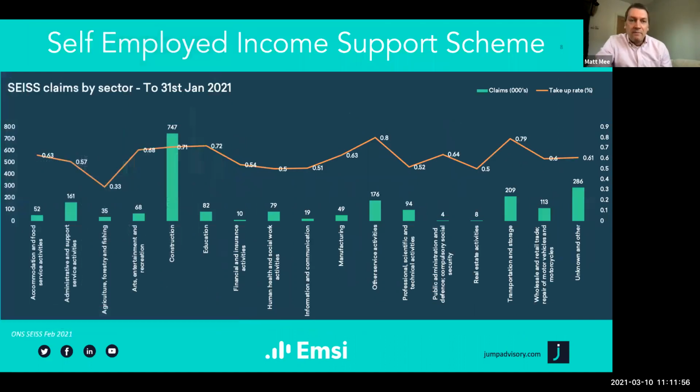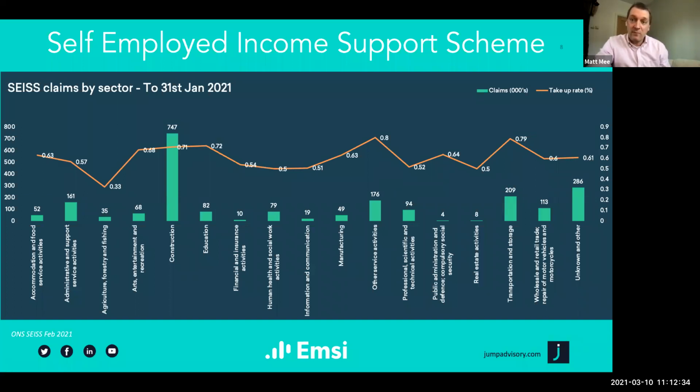Moving on, I'd be interested in some comments on the self-employed income support scheme. I'm sure you know there are many self-employed people in the recruitment sector. We've had about 1.9 million claims through this support scheme, broken down by industry sector. The construction sector is the most prevalent, and I love that the ONS have unknown and other as our second biggest category, which isn't that helpful, but it's a real mix right across the economy.